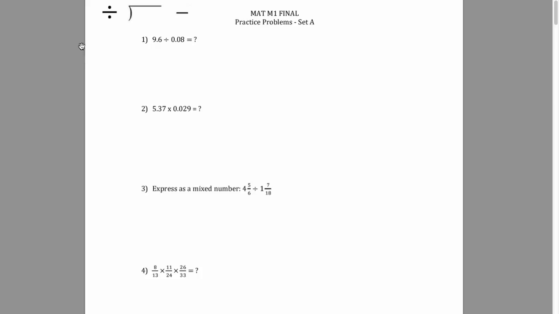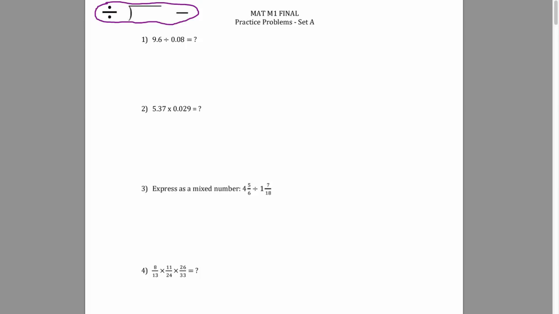Problem number 1 asks you to divide. There are 3 division symbols as you see over here. The first one is the standard division symbol. The second one is the long division symbol. And the third one is the fraction bar.